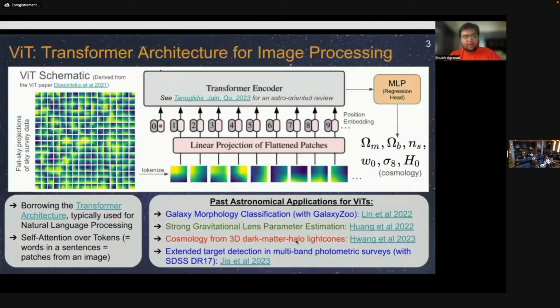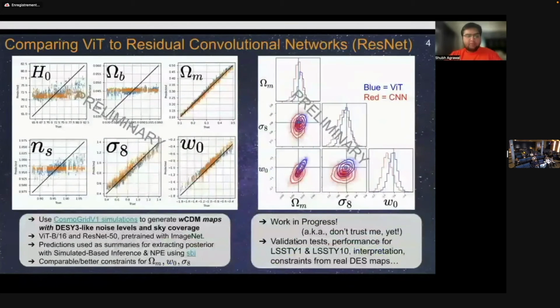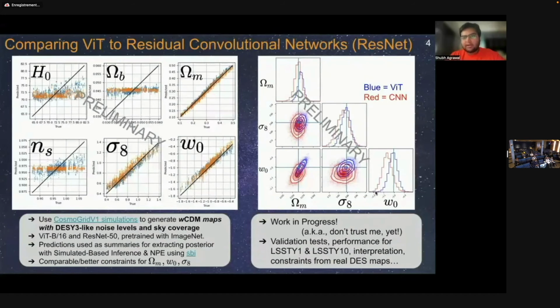So looking at some results from weak lensing, with that in mind, here I'm comparing a vision transformer to ResNet-50, which is a state-of-the-art convolutional neural net. We work with a wCDM light cone simulation using pre-trained networks, and these posteriors are constructed with LFI. Glad to talk more about these details. Reach out, I don't have enough time to delve into the depth. We see comparable or better constraints for all of our relevant parameters for weak lensing for maps with DES-like noise and sky coverage.